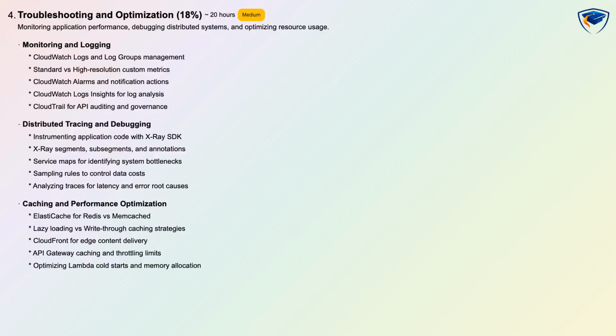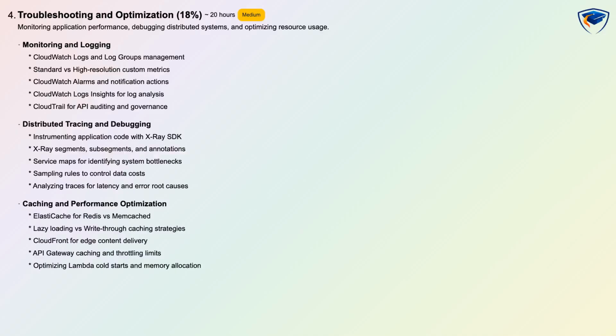Troubleshooting and optimization is weighted at 18%, focuses on monitoring application performance, debugging distributed systems and optimizing resource usage, and is rated medium with an estimated learning time of 20 hours and conceptual plus scenario-based assessment. Become proficient with CloudWatch for logs and log group management, standard and high-resolution custom metrics, alarms and notification actions, CloudWatch Logs Insights for analysis, and CloudTrail for API auditing and governance.